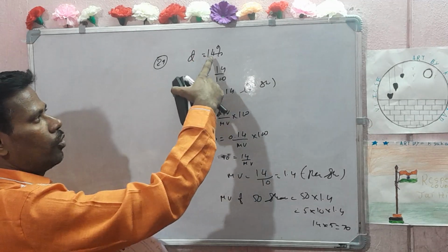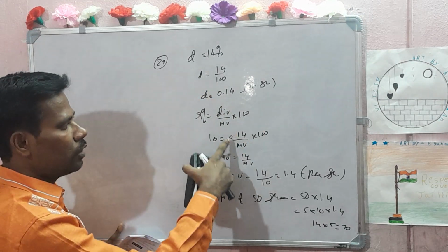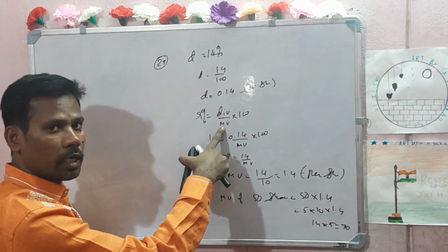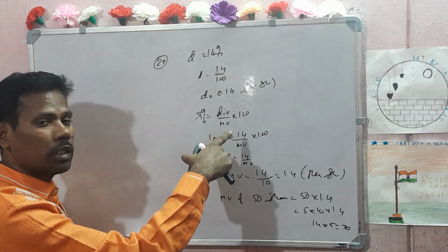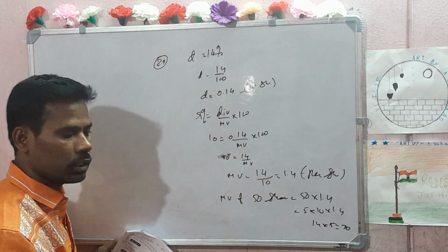So dividend is 14%. What is the meaning? 0.14. I just applied this formula on the investment. Don't forget, when they give investment, you need to apply market value. Don't write face value. When face value is given by the company, then you should write face value in place of market value. Right?